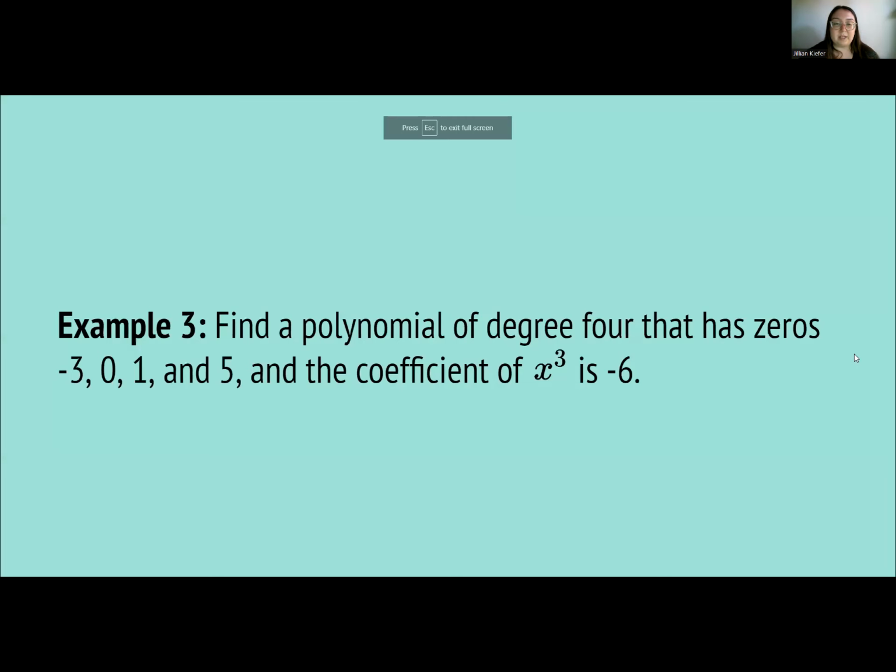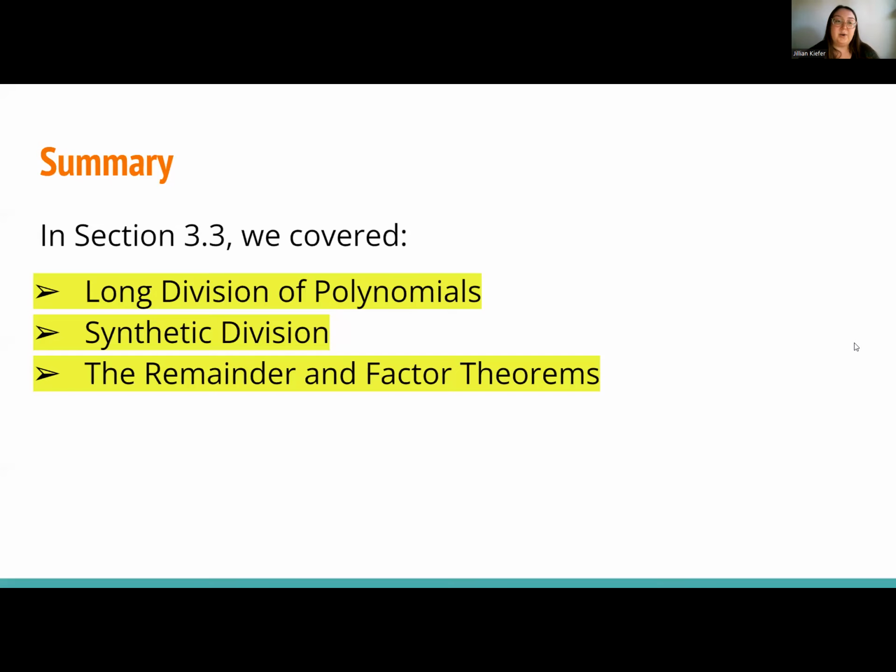All right, so that was example 3, and that wraps up section 3.3. So in summary, in section 3.3, we covered long division of polynomials, synthetic division, the remainder, and factor theorems. So, all right, that's the end of our section here, and I'll see you again in the next one.